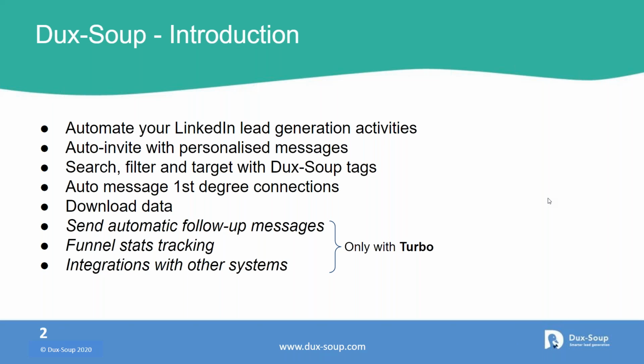Those five features are available for all paid levels. The bottom three here are only available with Turbo, so that's sending automatic follow-up messages on a time delay, getting funnel stats and tracking information, and then integrations with other systems. This is what we'll be talking about today, primarily with Integromat, the integration side of things.